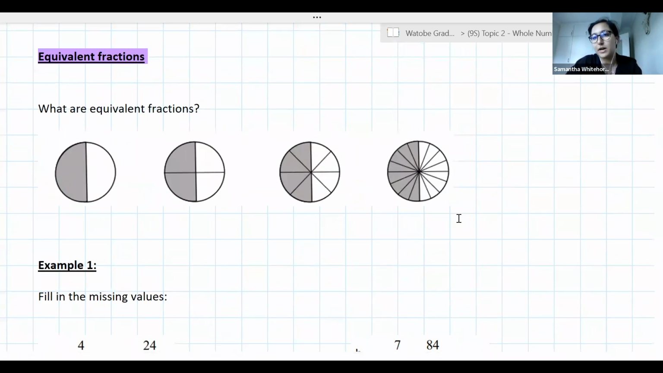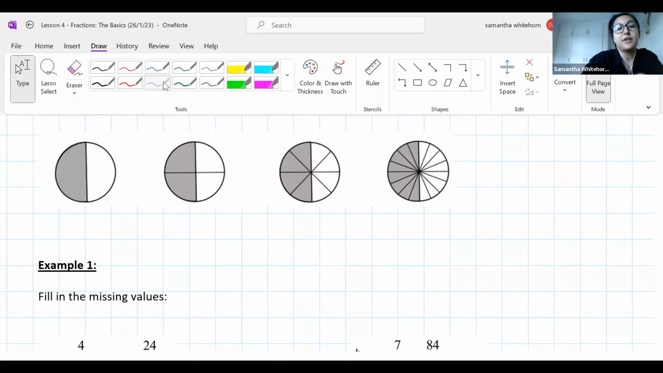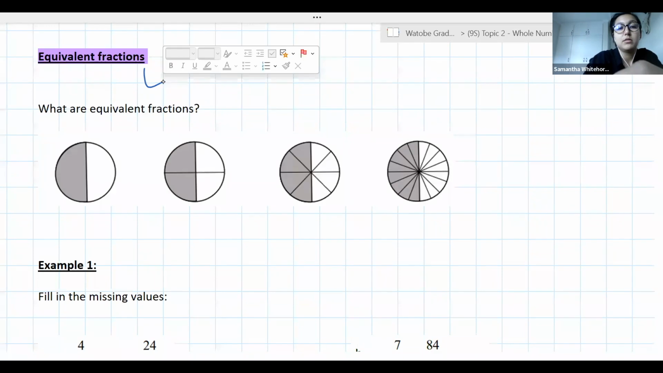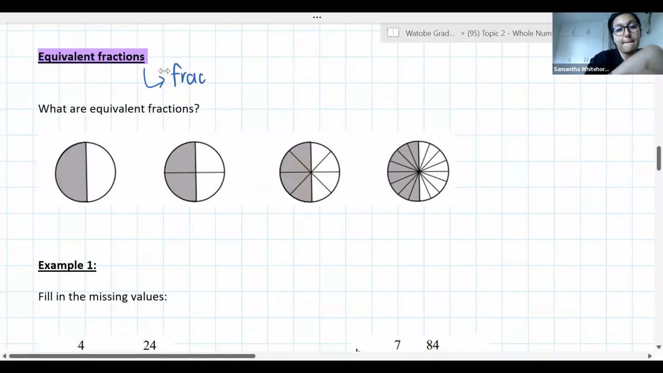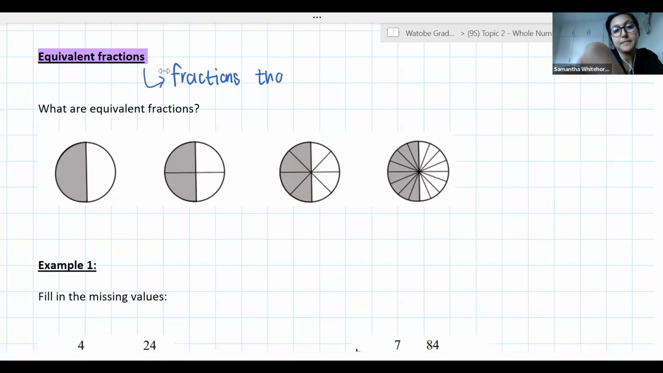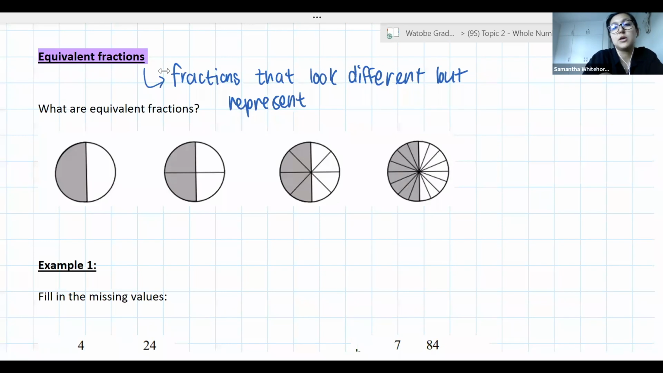Right, so when we start to work with fractions, another very important thing that we need to understand is that fractions that represent the same parts of a whole don't necessarily all have to be written in the same way. Equivalent fractions are basically fractions that look different but represent the same portion of the whole. When I say they look different, I mean that the numbers in the numerator and denominator are different numbers, but at the end of the day, they represent the same thing.